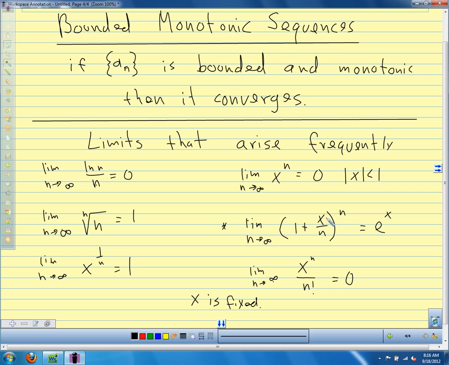So think of a rational function: if the degree of n in the numerator and denominator is the same, it's going to converge to the ratio of the leading coefficients. So you could think of it that way.